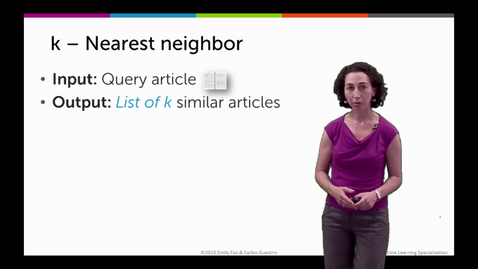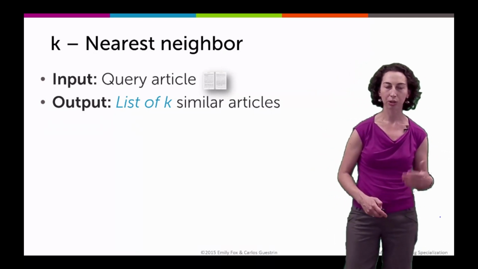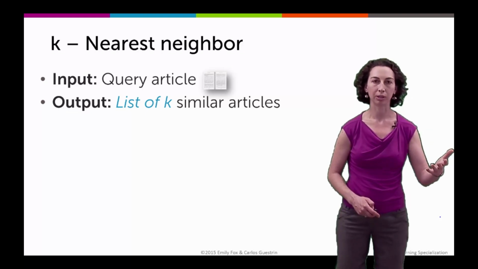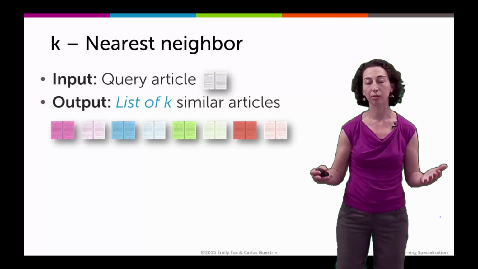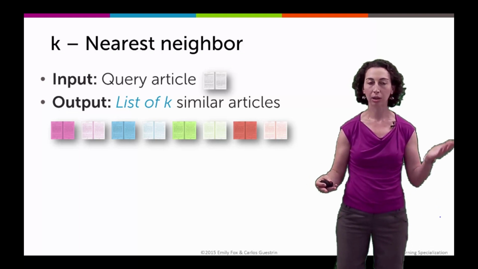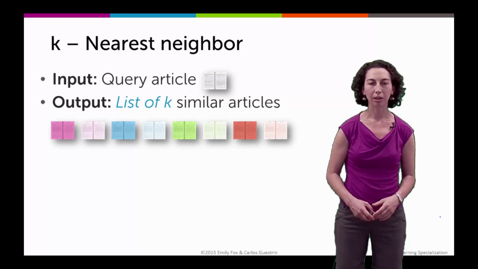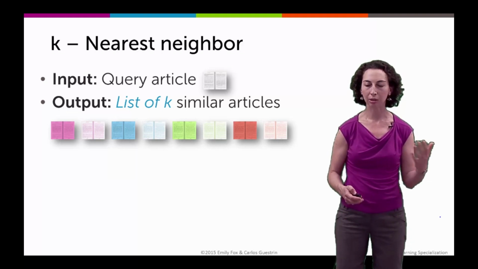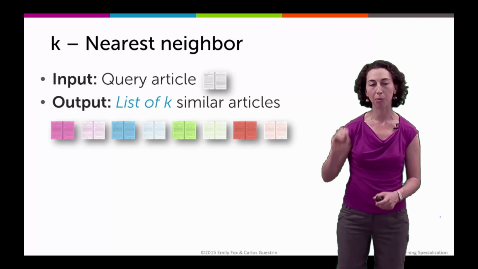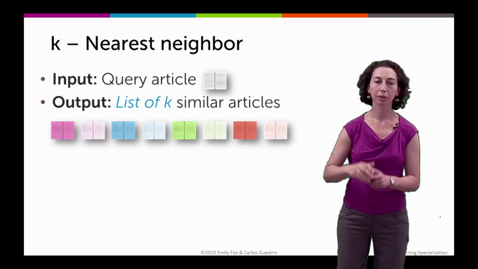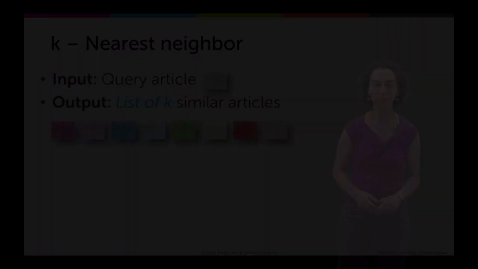A very straightforward variant of this is something called k-nearest neighbor search, where instead of just outputting the most relevant article that we found, we're going to present the reader with a collection of k different articles that are the top k most relevant articles. And the way that we do this, the algorithm is nearly identical, except instead of keeping just the most related article, we're going to keep a priority queue of the top k articles found so far.